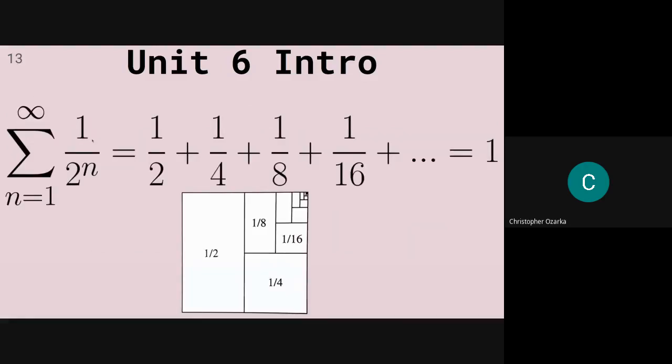All right, so this first one, that first one I did where it was 1 over 2 to the n with the square, it is equal to 1. Okay, if you add this up, it ends up being equal to 1. And you can also test that on your calculator if you want.